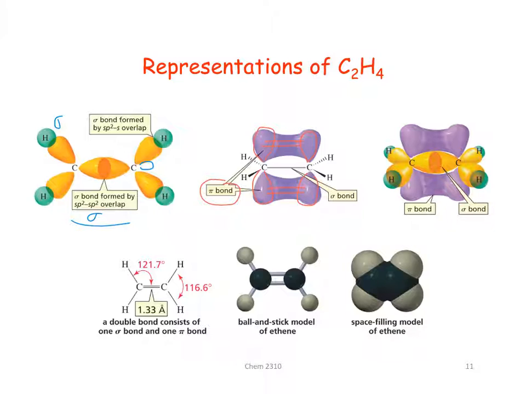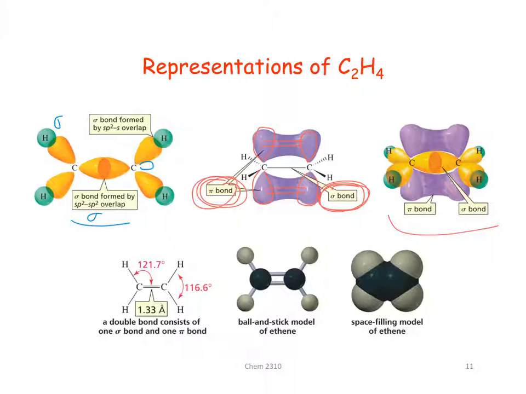So this is a separate type of bond. The double bond then is made up of 1 sigma bond and 1 pi bond. So that's what makes the double bond. Here's the one that shows them all on a single structure.